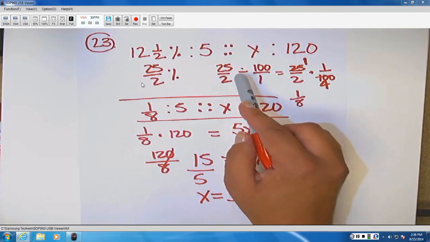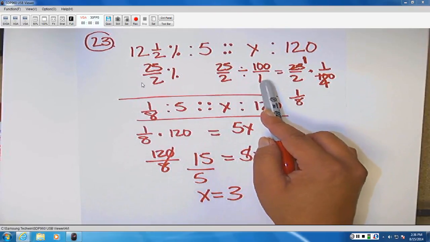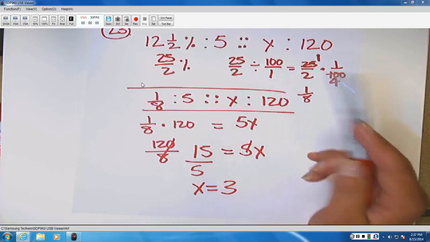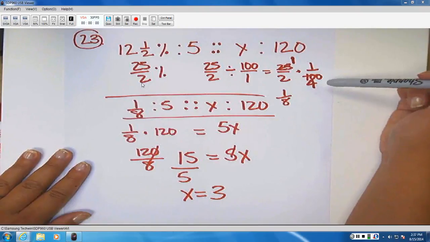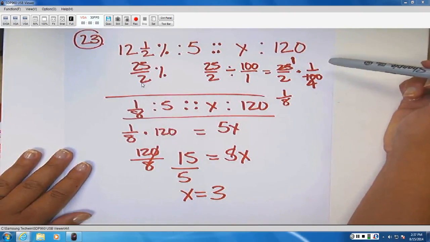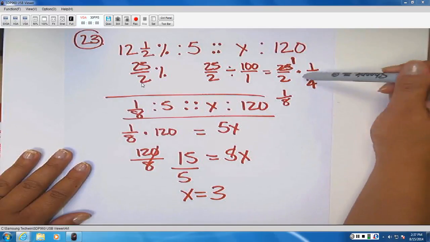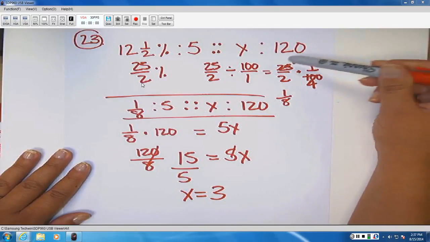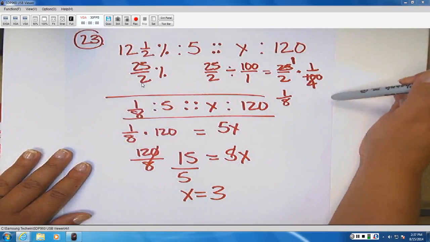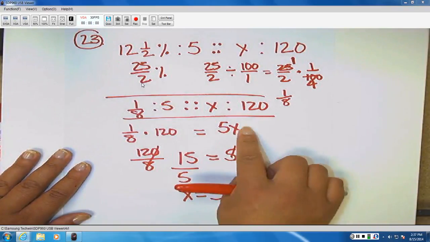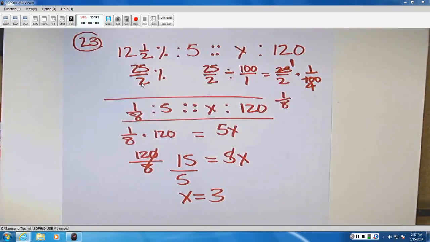So 25/2 divided by 100. Instead of dividing, we flipped that second fraction and set it up as a multiplication problem. So we had 25/2 times 1/100. We were able to reduce before we did our multiplication. 25 went into 25 one time, and 25 went into 100 4 times. So then we were able to multiply across, and we ended up with 1/8.